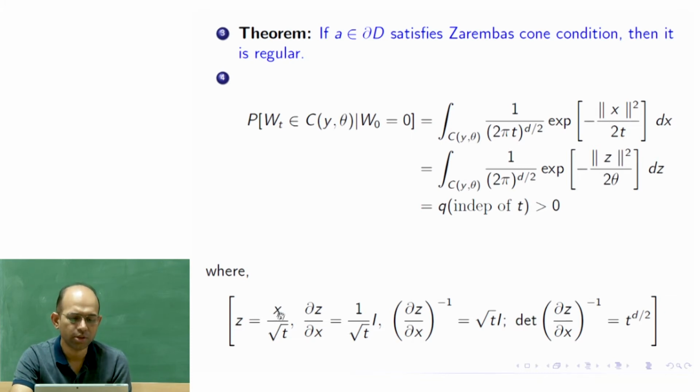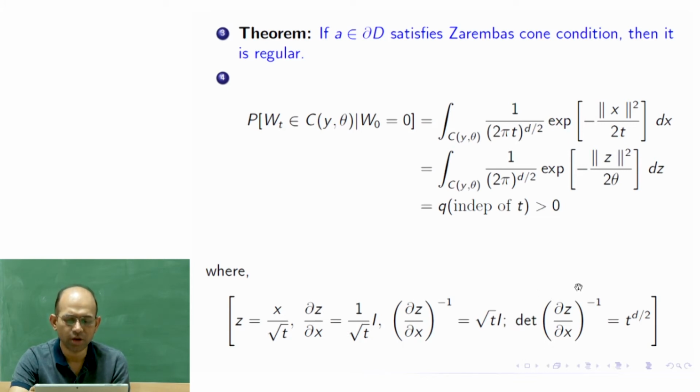Now we take this transformation: z is equal to x divided by square root of t, and we substitute in that manner. x is a vector, z is also a vector, but 1 over square root of t is a scalar, so this is scalar multiplication. If you take this del z by del x, the Jacobian, then 1 over square root of t times the identity matrix would appear here, and the inverse, del x by del z, is just square root of t times the identity matrix.